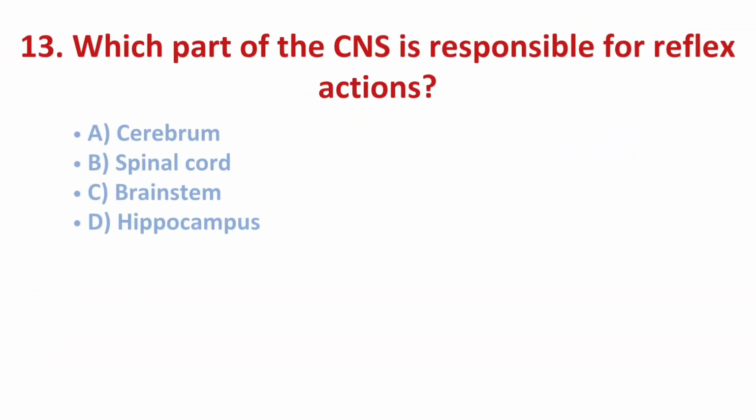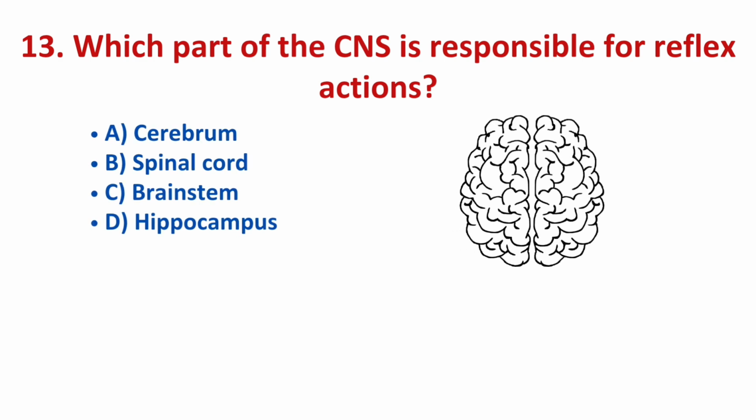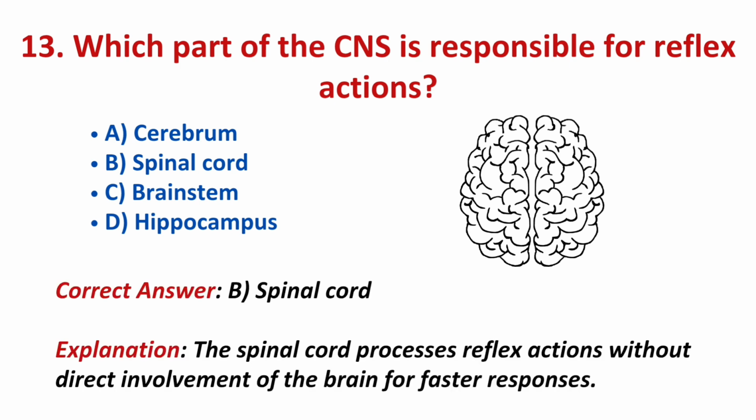Question number 13. Which part of the CNS, central nervous system, is responsible for reflex action? Options are cerebrum, spinal cord, brainstem and hippocampus. And the correct answer is option B, spinal cord. The spinal cord processes reflex action without direct involvement of the brain for faster responses. So the correct answer is spinal cord, option B. It is responsible for reflex actions.